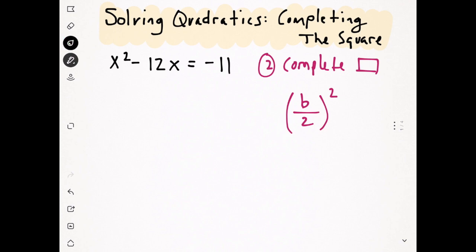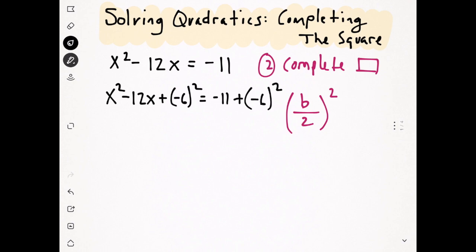So in this case, we have x squared minus 12x, and we're going to take half of negative 12 and square it and add it to both sides of the equation. So we're going to take negative 6 squared and add it to both sides of the equation. And now to complete the process, we're not going to simplify the left-hand side, but we're going to simplify the right-hand side. And we have negative 11 plus 36, which is 25.